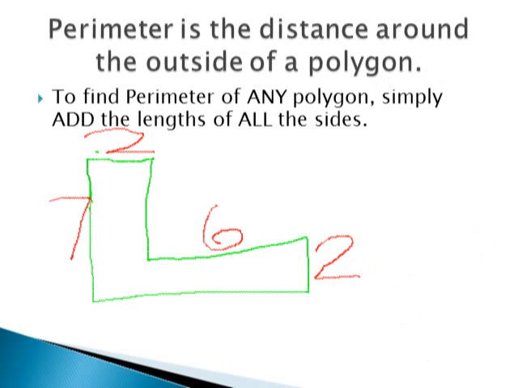So you should notice by now that in my picture I didn't tell you the length of this side right here, nor did I tell you the length of this side over here. And so that could make it a little bit difficult to find the perimeter, because we need to know the length of all the sides in order to add them together.